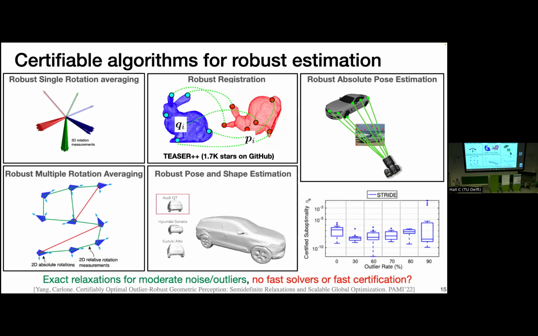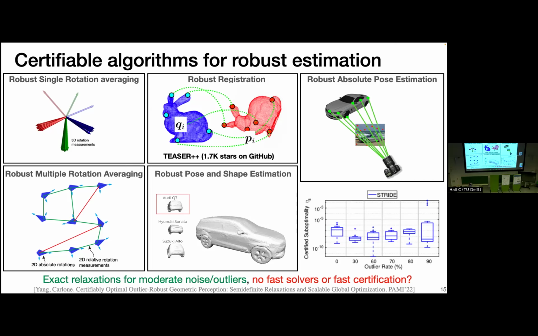There is a bit of a difference, which is the last thing I want to point out. The relaxation is exact for moderate noise and outliers. But for this setup, there is no fast solver or no fast certification, because you end up getting fairly large-scale semi-definite programs, and you cannot apply tools like Burer-Monteiro, for example.